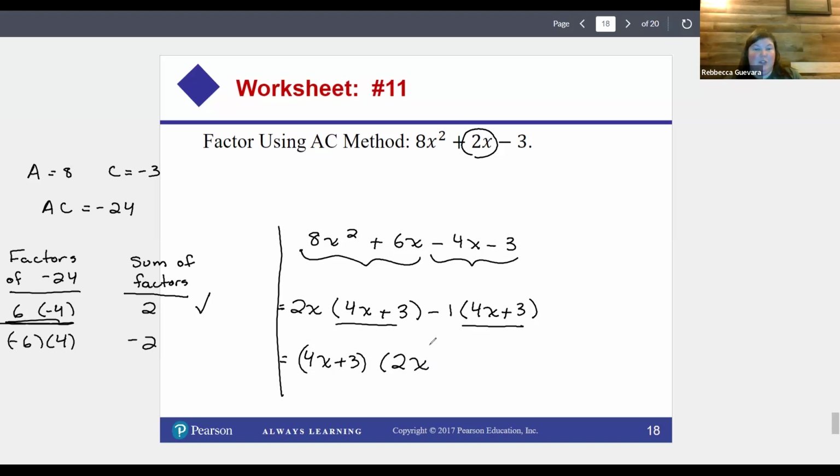But anyways, I'm going to be left with a 2x minus 1. So 8x squared plus 2x minus 3 is going to be 4x plus 3 times 2x minus 1. Just checking quickly. Yep, that should work.